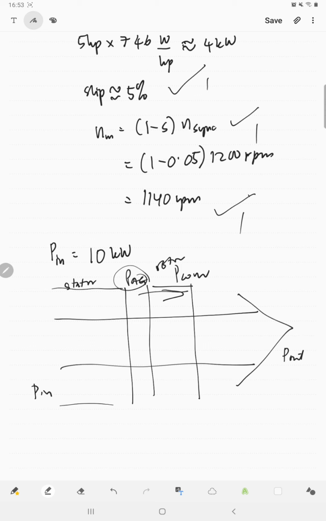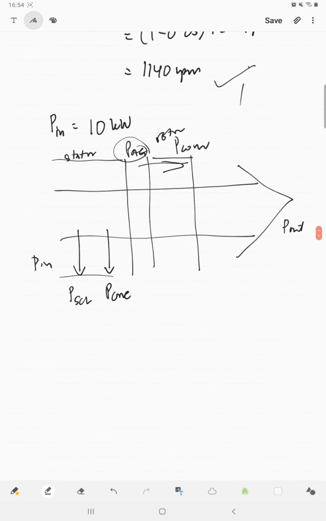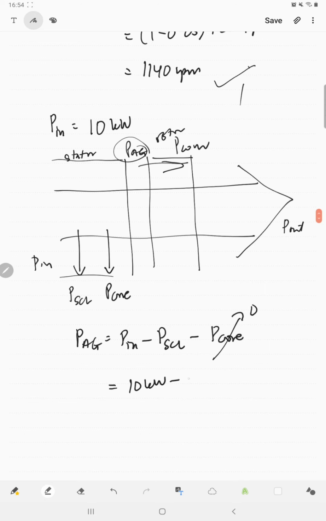All right, so we have losses at this point, the stator copper losses and the core losses. It's not given the amount of core losses, so we can assume that it's 0 here. So we can find out the air gap power as the input power minus stator copper losses minus core losses, which is 0 here. So the input is 10 kilowatt minus stator copper losses of 0.5, so we have 9.5 kilowatt.